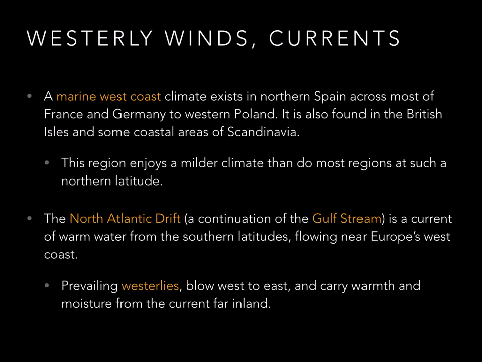It turns out that the North Atlantic Drift, which is a continuation of the Gulf Stream, is responsible for this more mild climate at a high northern latitude. The North Atlantic Drift is a current of warm water from the southern latitudes that flows near Europe's west coast. At this point, prevailing westerlies blow west to east over these waters, and they carry the warmth and moisture from the current very far inland.